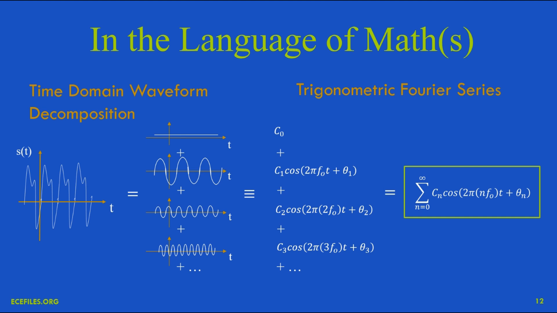If we use the language of mathematics instead of a graphical form of talking about this, we can write what's shown on the right-hand side. This is the so-called trigonometric Fourier series because it uses cosines in this case. Sometimes you'll see it written with sines and cosines, but here we're using cosines and frequency and phase information.